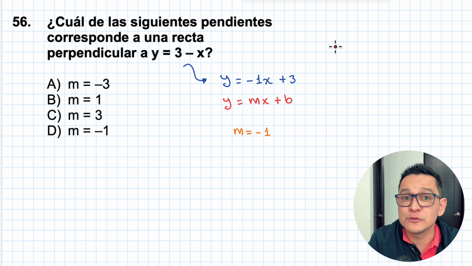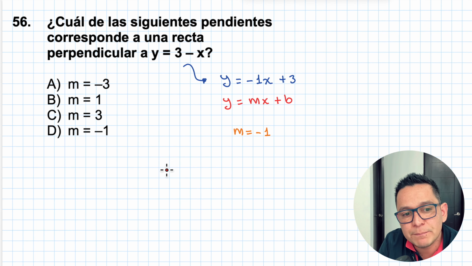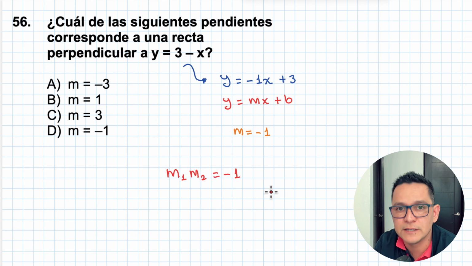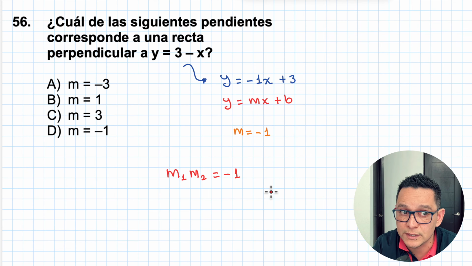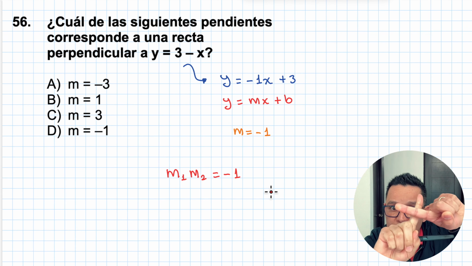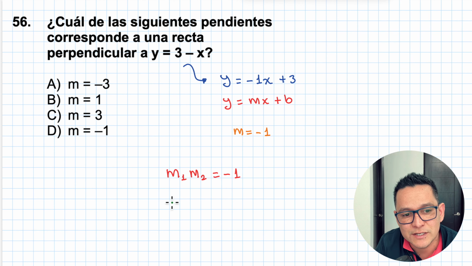So we need to know something called the perpendicularity criterion. The perpendicularity criterion tells you that slope 1 times slope 2 has to equal minus 1. In other words, if you multiply the slopes of two lines and the result is minus 1, it means the two lines are perpendicular. That is, they form 90-degree angles. So, with that information, you already have what you need to solve it.